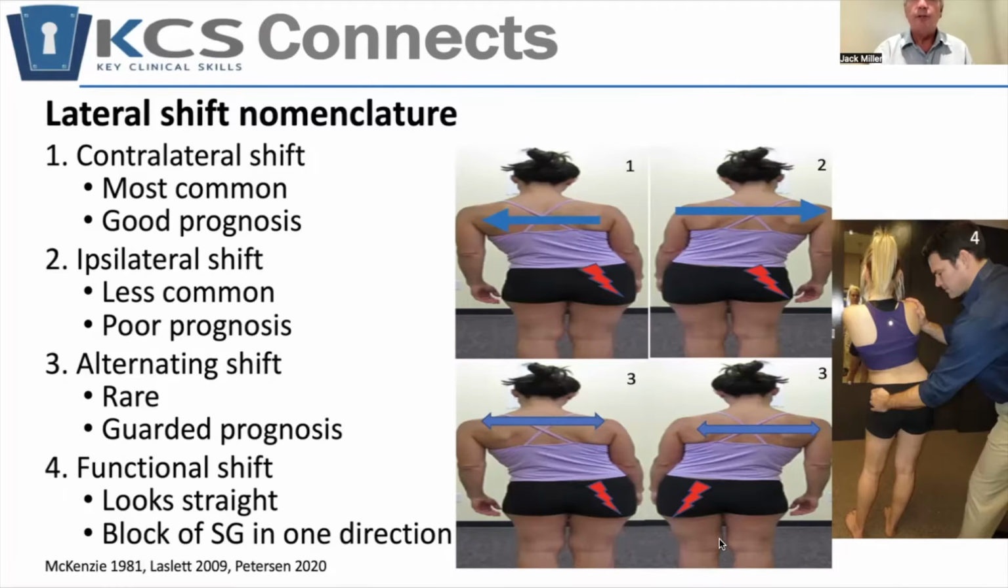And there's something else we should consider, and that is what some have described as a functional shift. When you look at the patient, they look nice and straight. However, they can side glide one direction without problems, no pain, and it's quite easy to have them move that direction. But they're actually quite obstructed and blocked moving the other way. So they are shifted, you just don't see it.